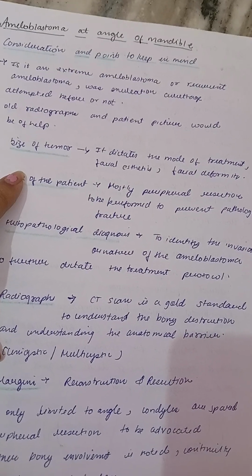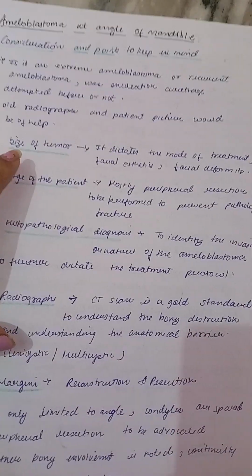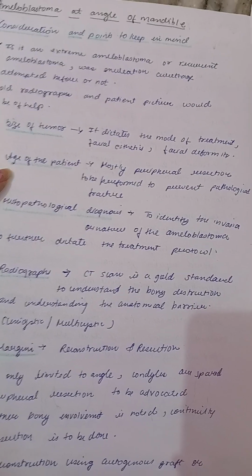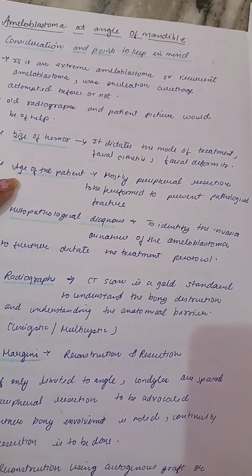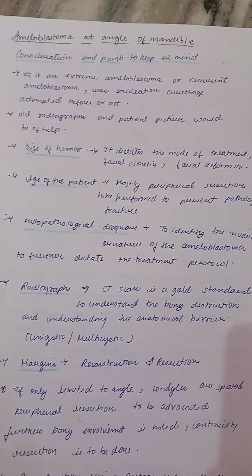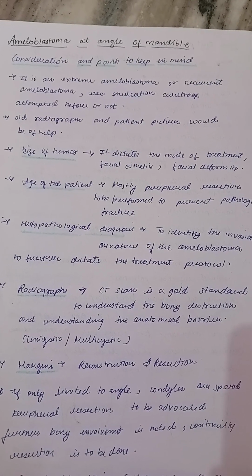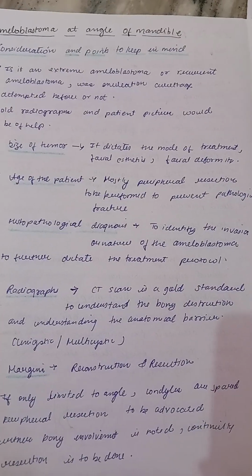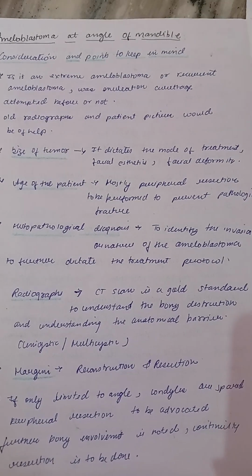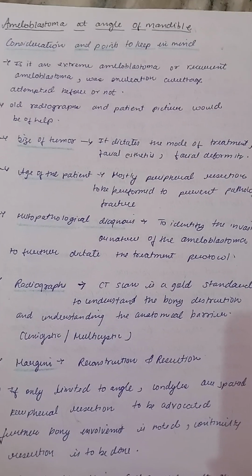Facial aesthetic and facial deformity, mainly when maxillary tumor is concerned, also in mandibular tumor but mainly in maxillary tumor. Okay, age of the patient: mostly peripheral resection to be performed to prevent pathological fracture. We have seen last class how pathological fracture had been prevented. When the age of the patient is more, we give a curvilinear incision or U-shaped incision rather than giving a box type with the right angle corner.